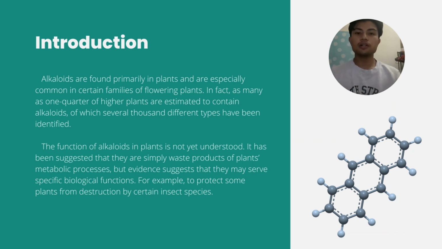Okay, for introduction, alkaloids are found primarily in plants and are especially common in certain families of flowering plants. In fact, as many as a quarter of higher plants are estimated to contain alkaloids, of which several thousand different types have been identified. The function of alkaloids in plants is not yet understood. It has been suggested that they are simply waste products of plants' metabolic processes, but evidence suggests that they may serve a specific biological function, for example, to protect some plants from destruction by certain insects.